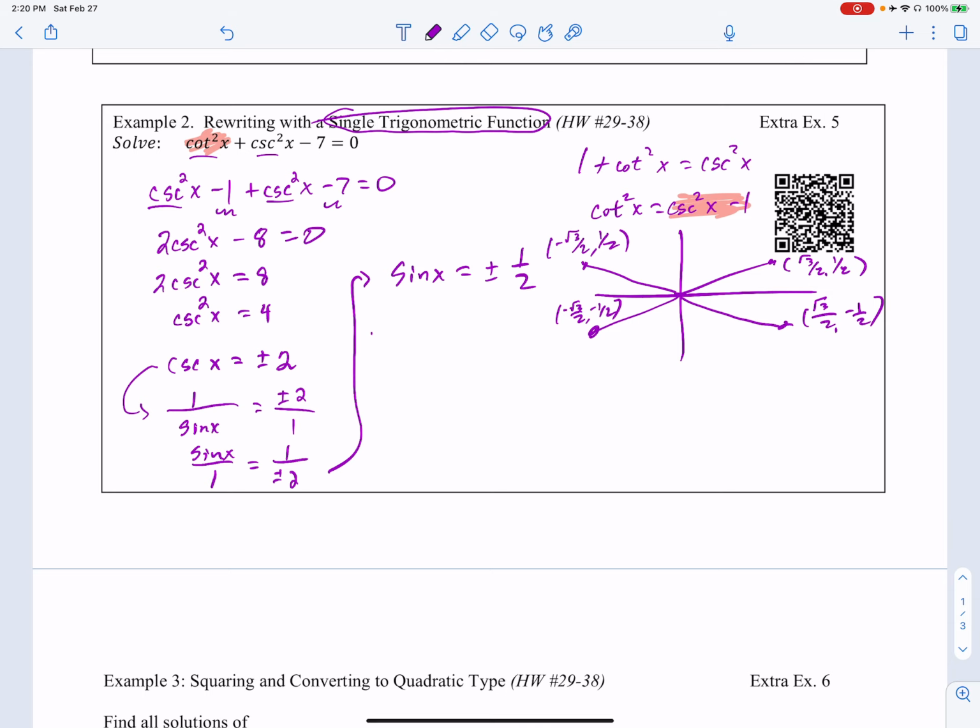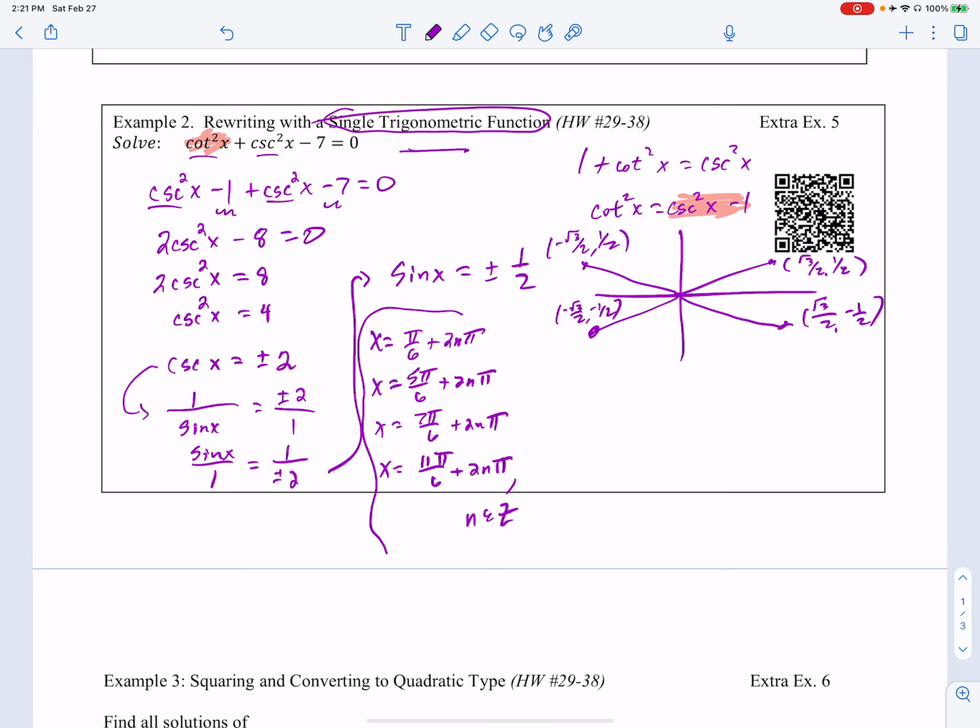And so where it's positive is pi/6. And this didn't have a restriction on the domain. So it'd be x equaling pi/6 plus 2n pi, x equaling 5 pi/6 plus 2n pi, x equaling 7 pi/6 plus 2n pi, and x equaling 11 pi/6 plus 2n pi. And that's where n is an element of the integers. So there you have all of the solutions.